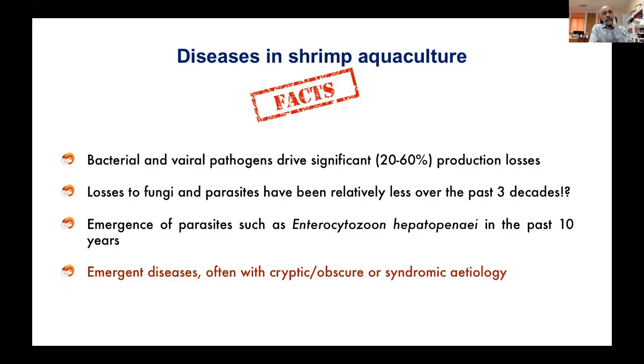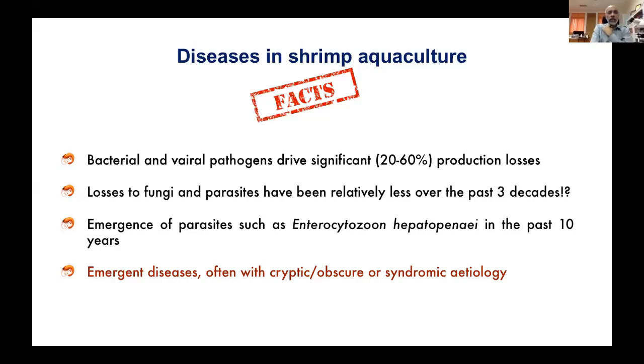Bacterial and viral pathogens have been dominating, and they cause around 20 to 60%, that means around 60% of the mortality or production loss is due to these two pathogens. Whereas fungi and parasites have not been causing much mortality in the last several decades. However, there is a pathogen which we can classify either as a parasite or a fungus, Enterocytozoon hepatopenaei, otherwise known as EHP. During the last 10 years or more, it has been causing huge economic impact in the shrimp aquaculture scenario.